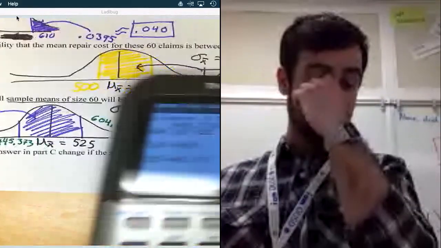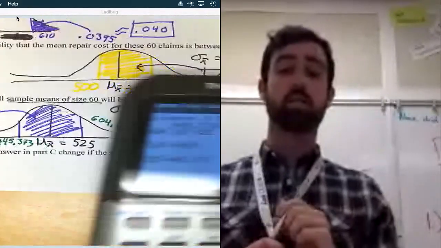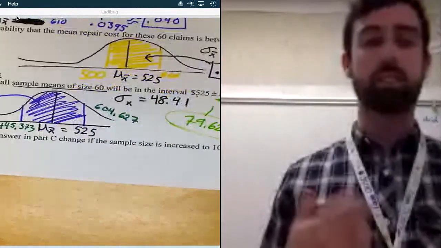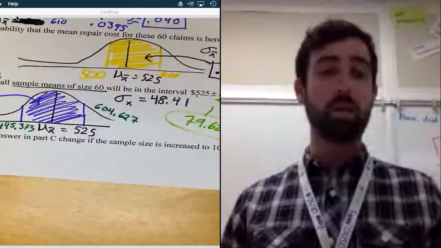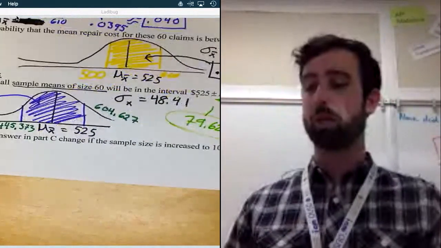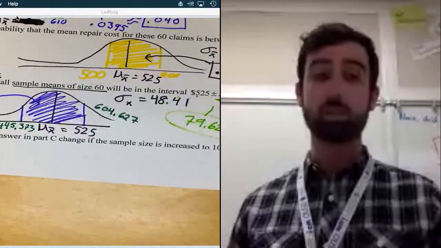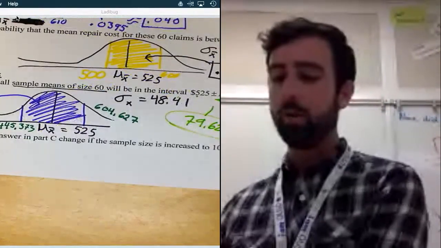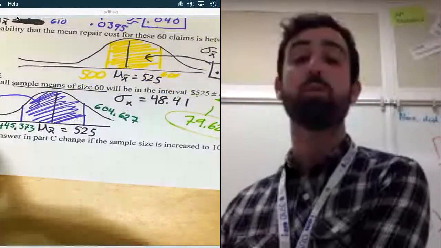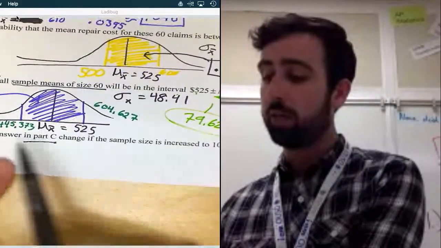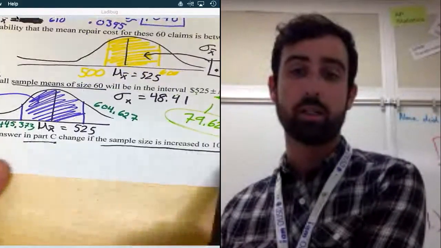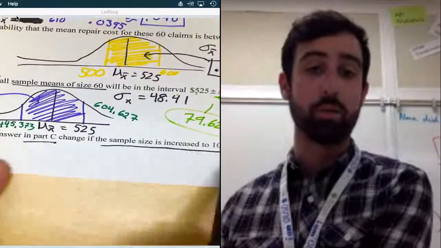79.627. One of those will be on my students' tests. And usually when we're talking about sampling distributions, the AP exam likes to do the harder questions, so something like that will also be. As well as our next one. How would you answer part C, or how would your answer in part C change if your sampling size increased? They love to ask this question on the AP exam.